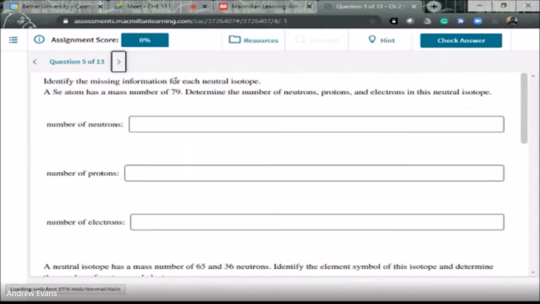So identify the missing information. This one I'll actually work through. A selenium atom has a mass of 79. Determine the number of protons, neutrons, and electrons.